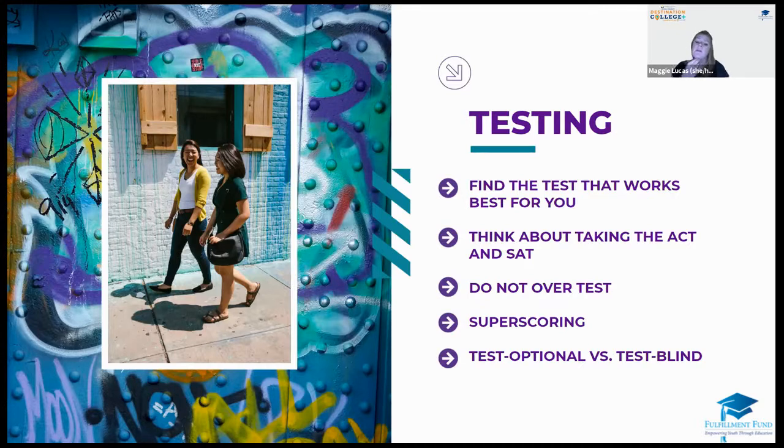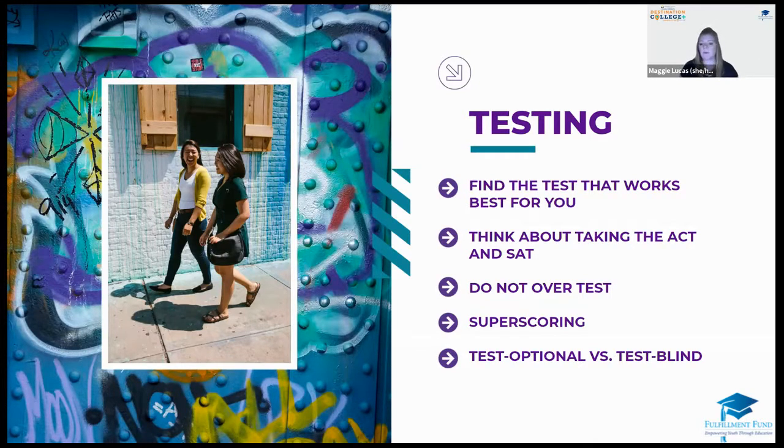Test optional means that if you submit testing, it will be considered in the process, but you don't have to submit it. If you don't submit it, that's okay. Your application will be reviewed without it, but if you do submit it, it will be used in the process to review your application. Test blind means testing will not be considered at all. You don't need to submit it. Even if you submit it, it will not be reviewed. Testing is just no longer a part of that school's application process. And so that's the subtle difference.